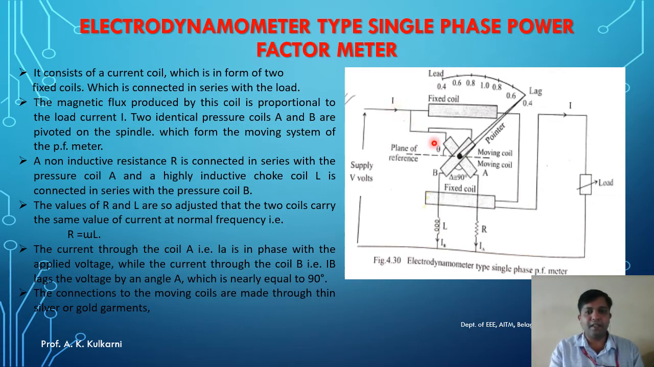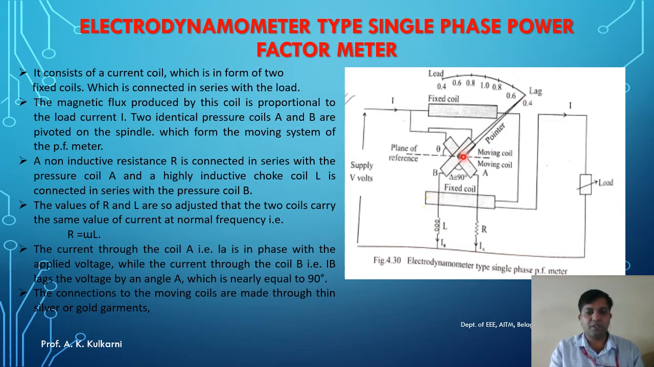The two identical pressure coils are mounted in cross section like this, coil A and coil B. Both these two coils are called pressure coils, and they are pivoted on the spindle with a moving system of the power factor meter. So they are placed on a single spindle, and on top of that, a pointer will be attached like this.